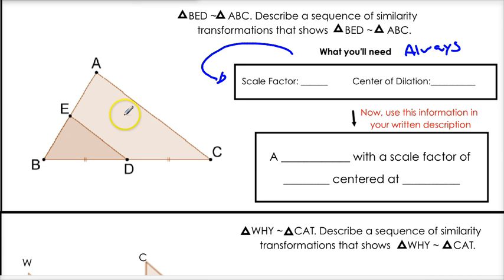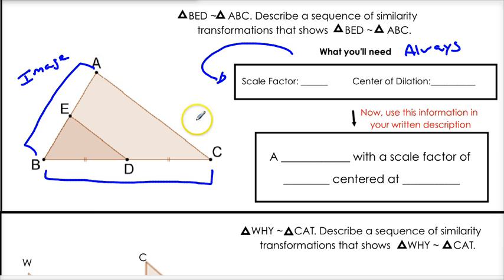So, let's find out our scale factor. Well, our image, that's our image, right? The length of one side of the image. It doesn't matter which one you pick. You could pick this guy, or you could pick this guy. Actually, don't pick that guy, because your center of dilation is right here. All right? Then you pick your pre-image. So the length of your pre-image is going to be right here, our pre-image.